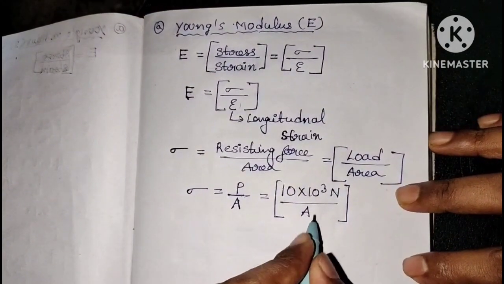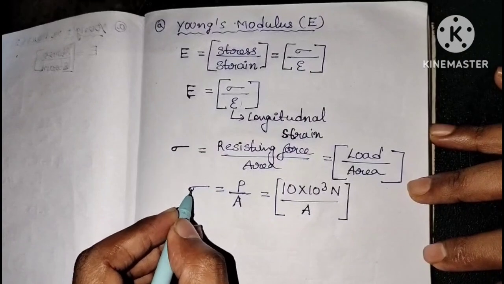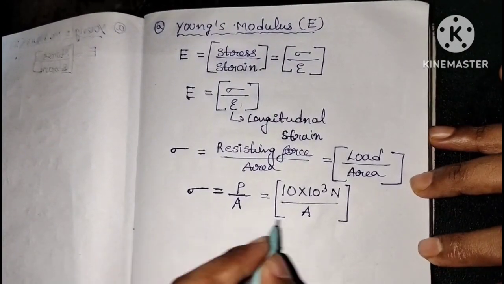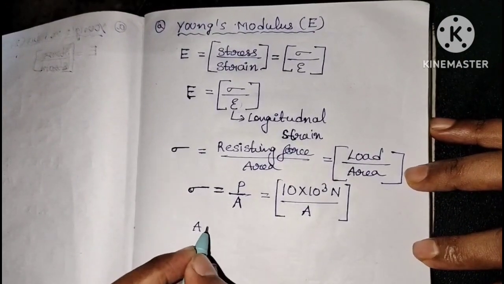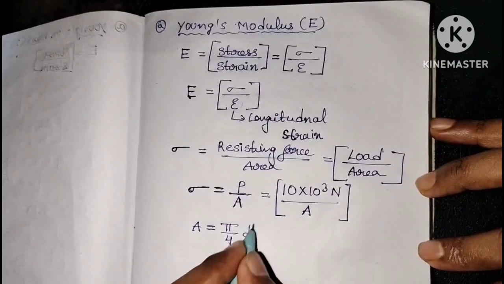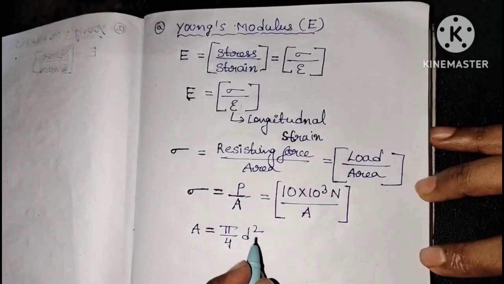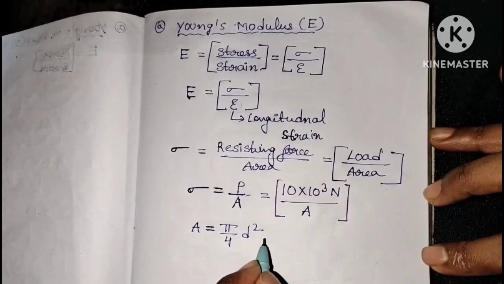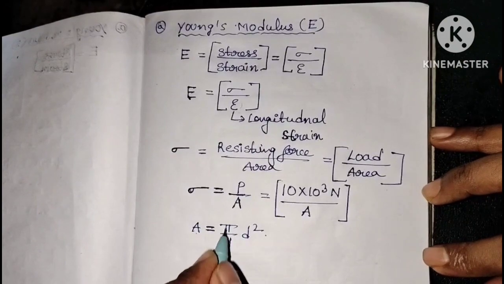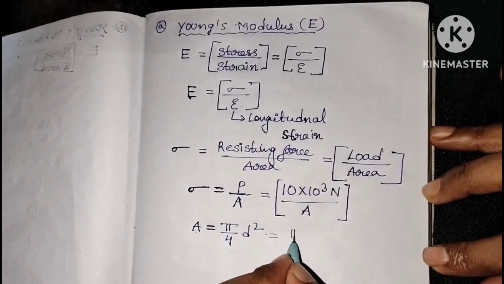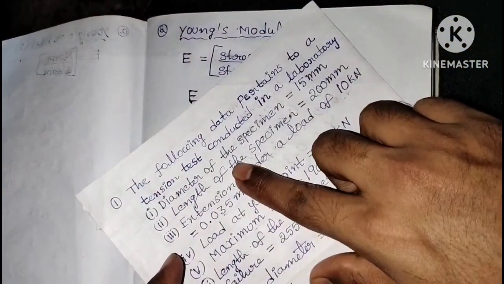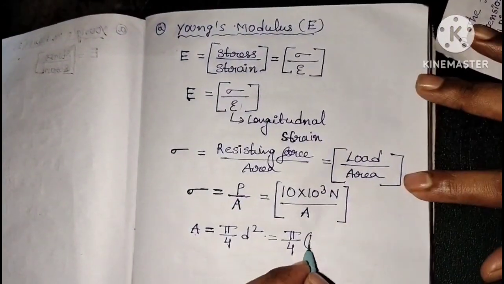We generally conduct a tensile test on cylindrical specimens. We use cylindrical specimens for the tensile test most commonly. So area of cylinder, here A means area of the cylinder or specimen. For a cylindrical shape, the area is pi by 4 into d square, where d is the diameter of the specimen. Here the diameter of the specimen is 15 mm, so 15 square.